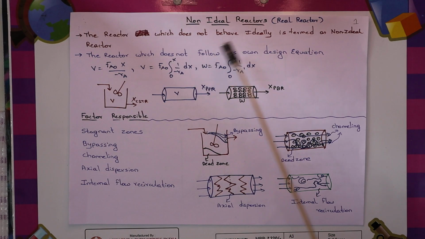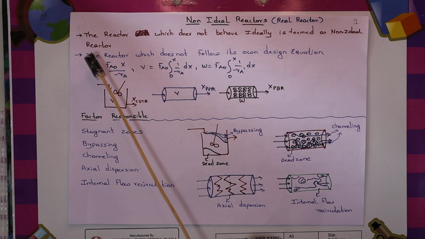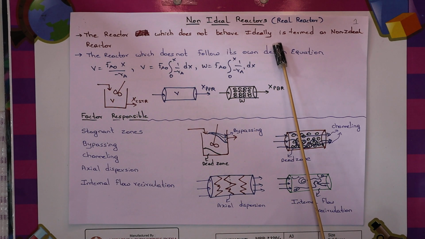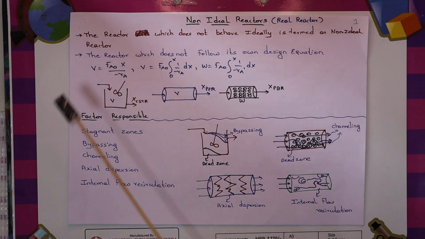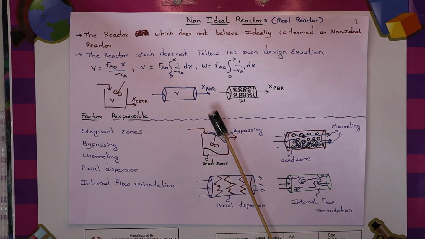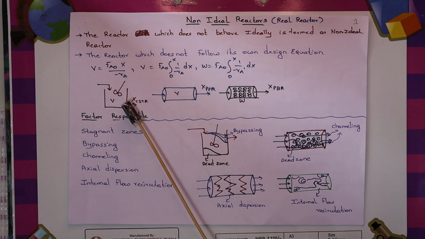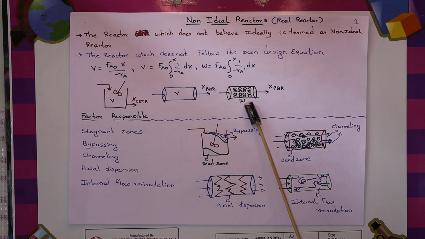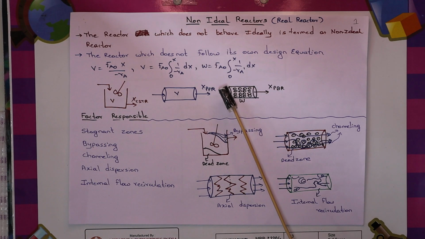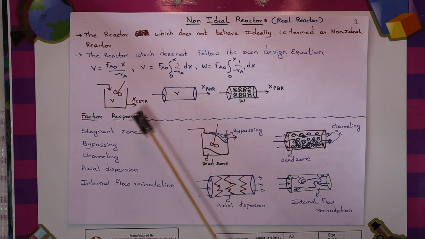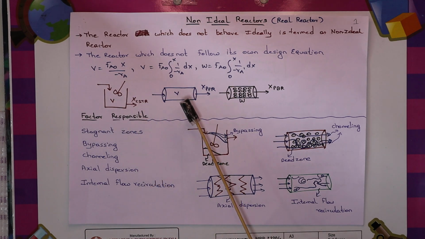Non-ideality, non-ideal reactors. As I have already discussed, a reactor which does not behave ideally is termed a non-ideal reactor, meaning it does not follow the ideal design equations. This is for the CSTR, this is for the PFR, this is the packed bed reactor which we have discussed. So what were the reasons in non-ideal reactors? Non-ideal could be anything. It could be a CSTR behaving non-ideally, a PFR behaving non-ideally, or a packed bed reactor behaving non-ideally.